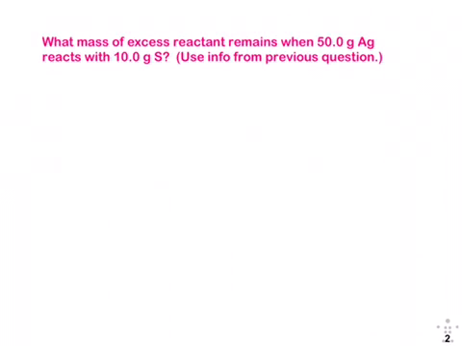All right, so continuing, we still are using the same information from that first problem, so the 2 silver plus sulfur yields Ag2S. What mass of excess reactant remains when 50 grams of silver reacts with 10 grams of sulfur?